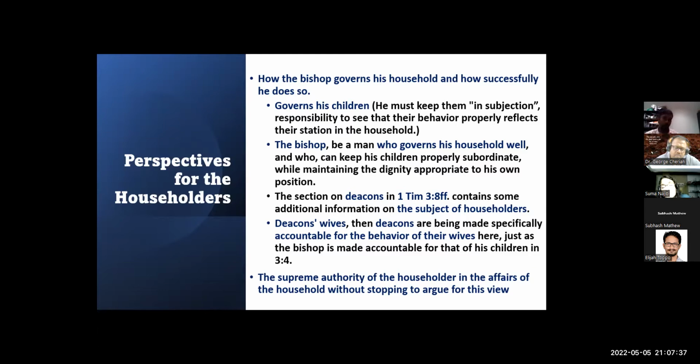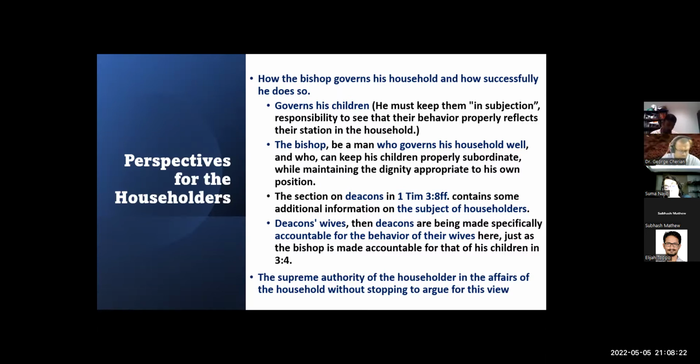Then the same thing is mentioned for the deacons. He should take care the same way. Deacons are accountable for the behavior of their wives, because I think it is mostly talking about men, just as a bishop is made accountable for his children as well. So it is all talking about the family relationship and how we should be managing or governing very well. And that is important for the leadership role.